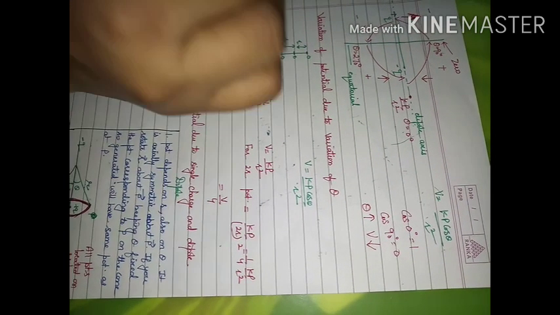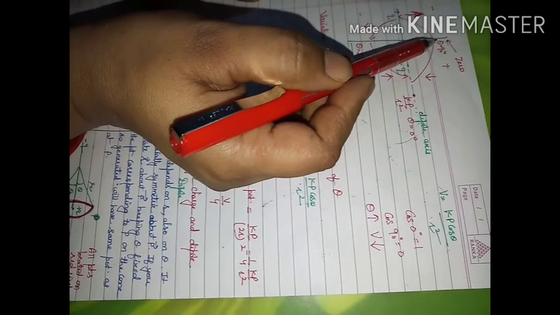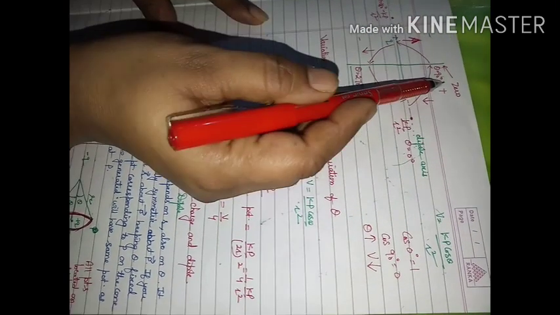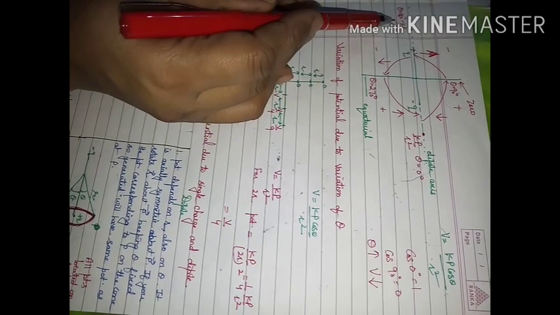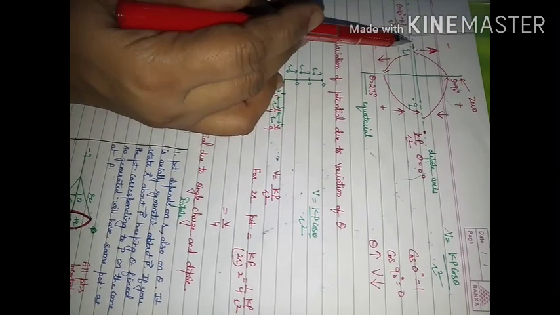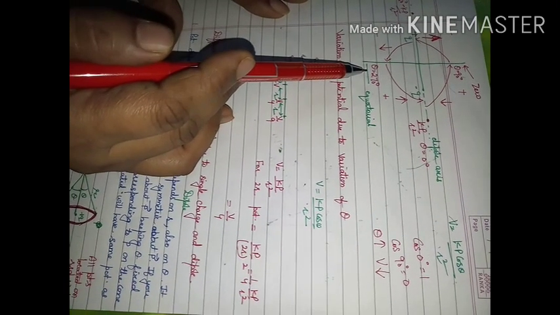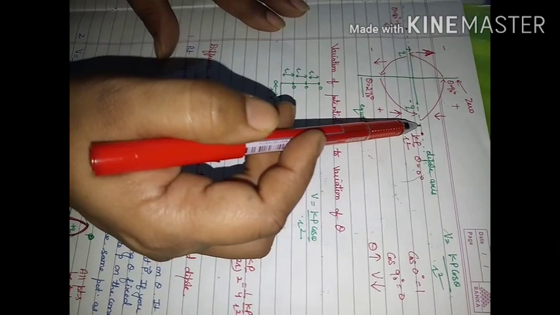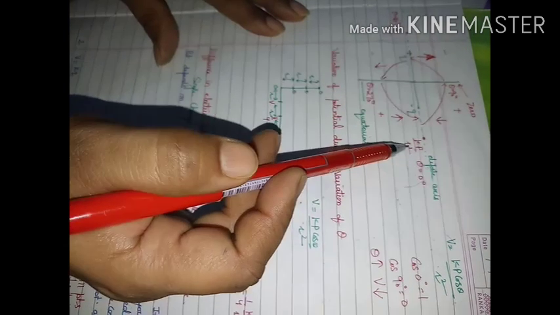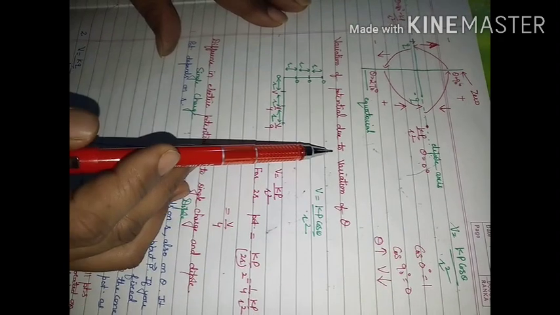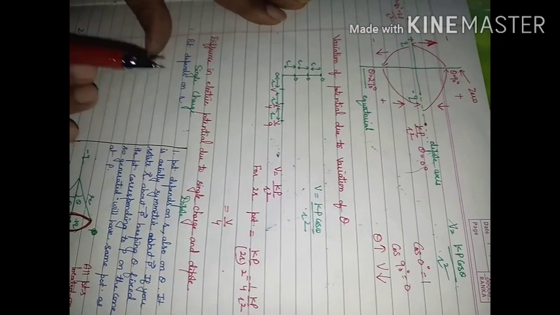Then going from 90 degrees to 180 degrees, the value will again change from 0 to kp upon r square, but the sign will be negative. Again when you have an angle of 270 degrees, potential will become 0, and after completing 360 degrees, potential will again have the value kp upon r square. So this is showing the variation of potential due to variation of theta.